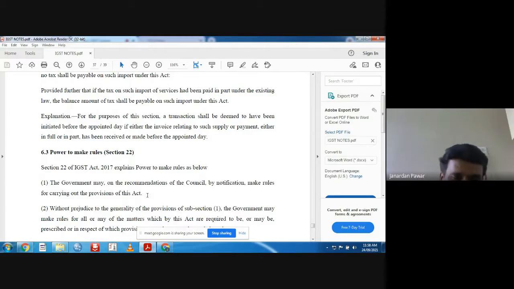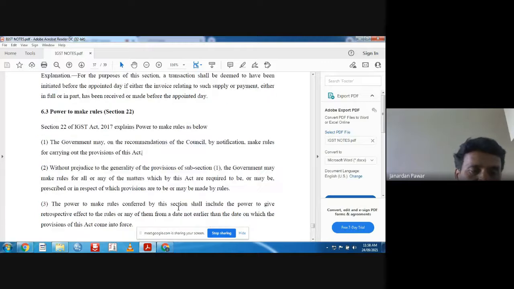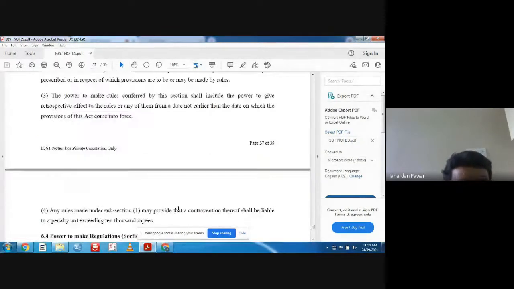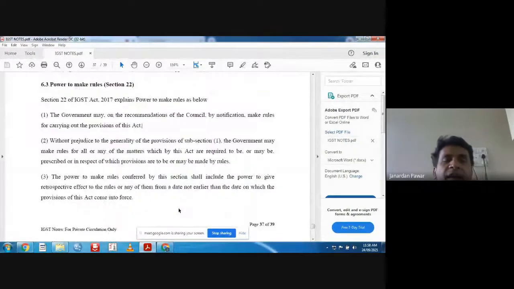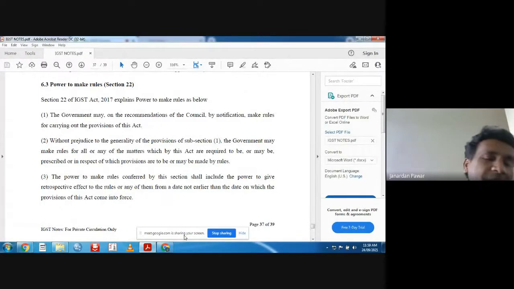So section 22 of the IGST Act 2017 explains powers to make rules as below. Number one. So how many provisions are there in this regard? There are four provisions. I'm going to read those provisions, and at the same time, I'm going to explain those four provisions here only. So listen. Number one, the government may, on the recommendations of the council, by notification, make rules for carrying out the provisions of this act.